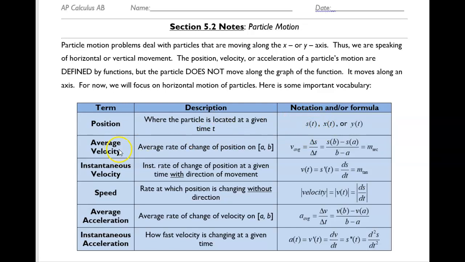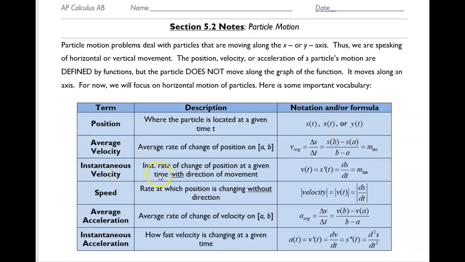Now, velocity itself is how fast position is changing, and so we have two different types of velocity, average velocity and instantaneous velocity. So average velocity is just the average rate of change of position, which means it's the change in position over change in time, or the s of b minus s of a over b minus a formula that we're used to for average rate of change. So it's my position function that I'm using in my formula. That would also be the slope of the secant line between the endpoints on my position graph.